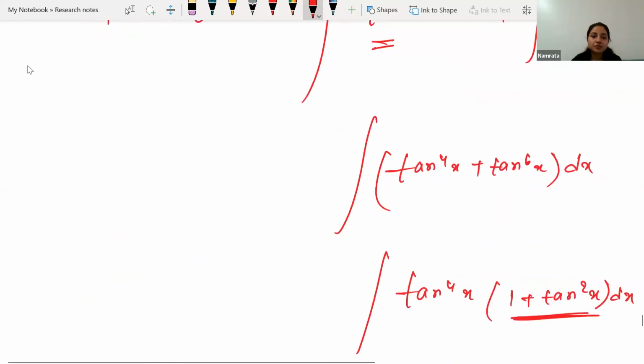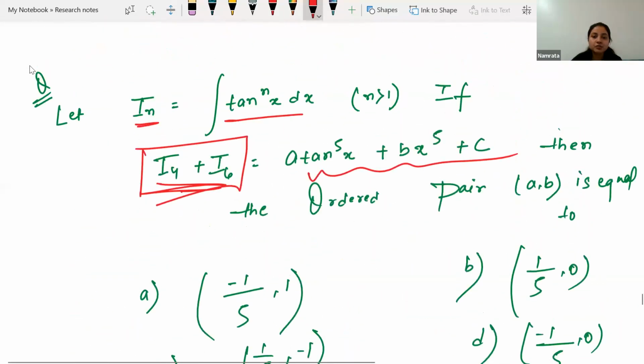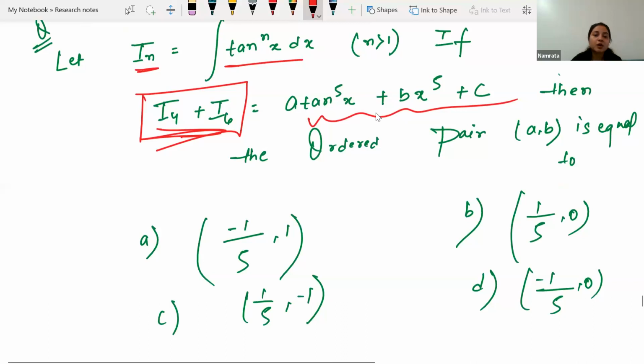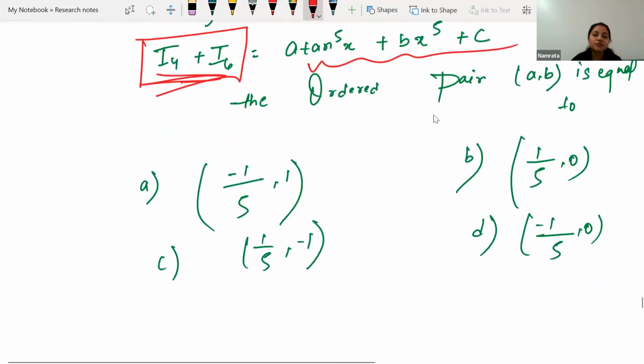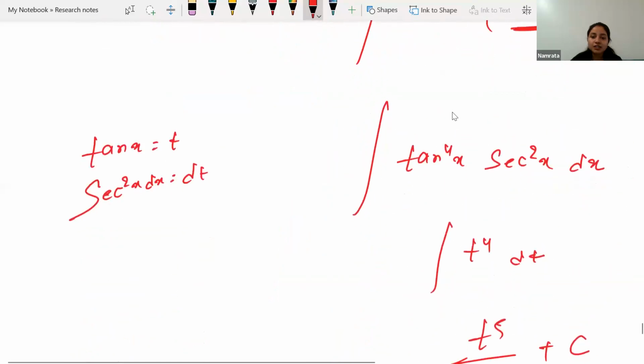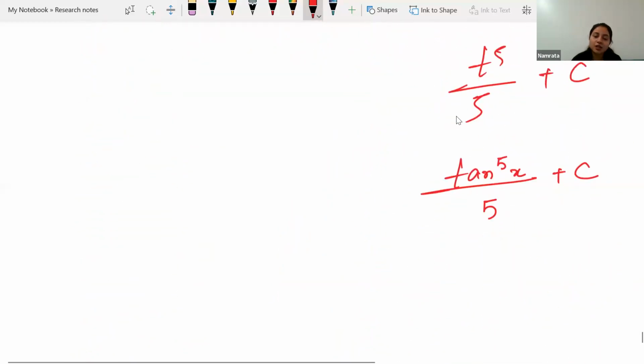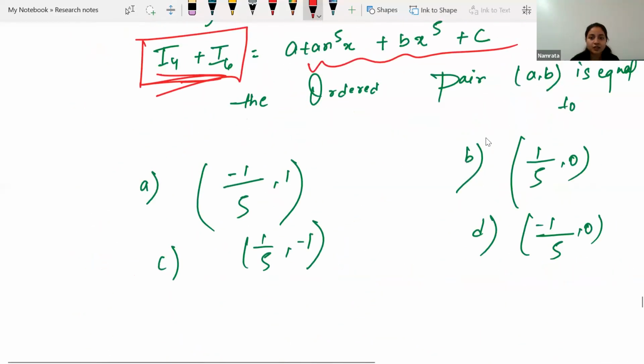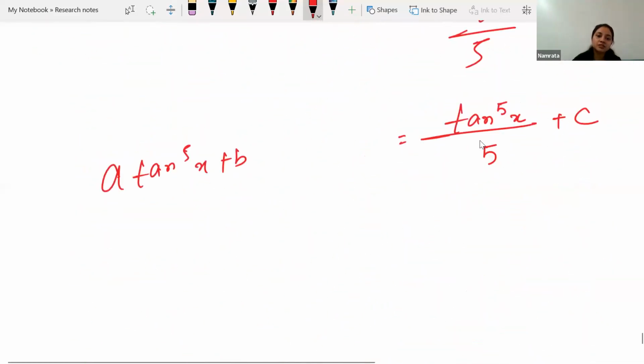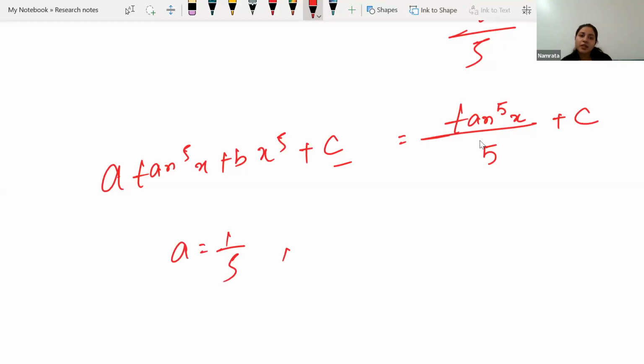What do we have to find here? We have to find a tan to the power 5x plus b x to the power 5 plus c. We have to compare it with a tan to the power 5x plus b x to the power 5 plus c. C is okay, constant. A is also okay. We can say a will be 1 by 5. But b, we are not getting any term like that. We don't have any b.